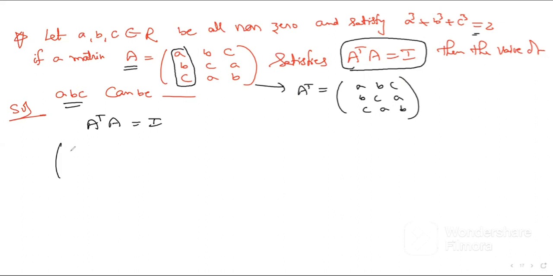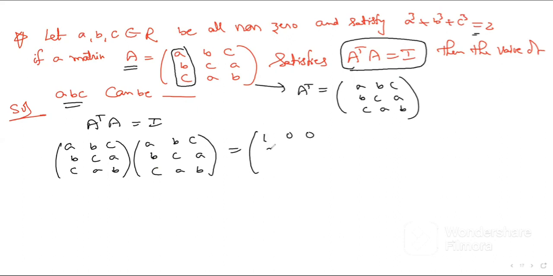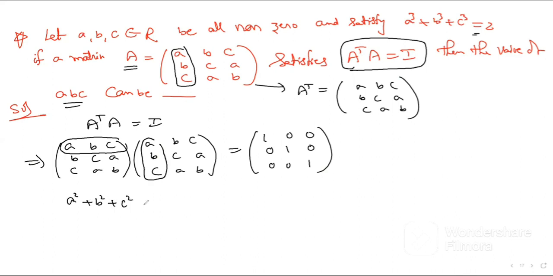Now substitute here: the matrix and its transpose multiplied is equal to the unit matrix, 1 0 0, 0 1 0, 0 0 1, right? What do we get here? Let us do the multiplication. First row multiplied with first column gives A square plus B square plus C square is equal to 1, as the element here is 1. First row multiplied with the second column gives AB plus BC plus CA is equal to 0.